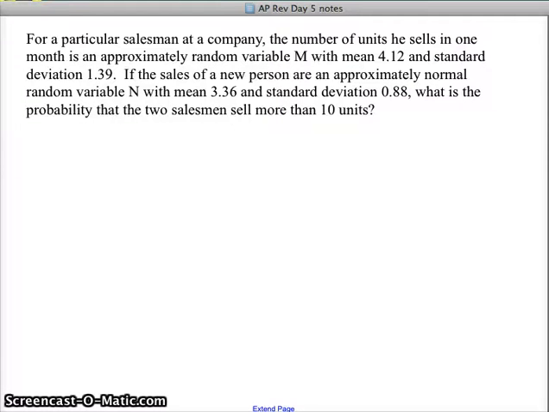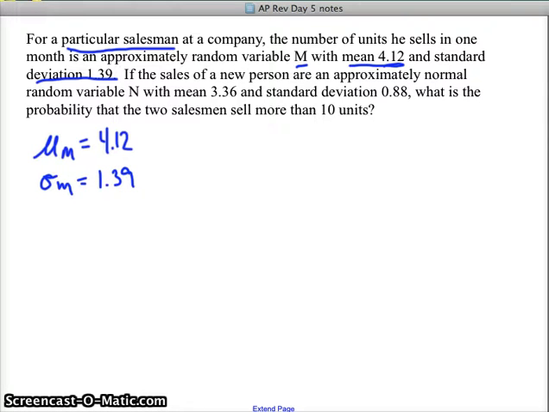Okay, so for our particular salesman at a company, the number of units he sells in one month is approximately a random variable M with a mean of 4.12 and a standard deviation of 1.39. Okay, so they're specifically saying that this salesman, we're calling him M, this is his mean and his standard deviation. So I'm just going to write that information. The mean is 4.12, the standard deviation is 1.39.